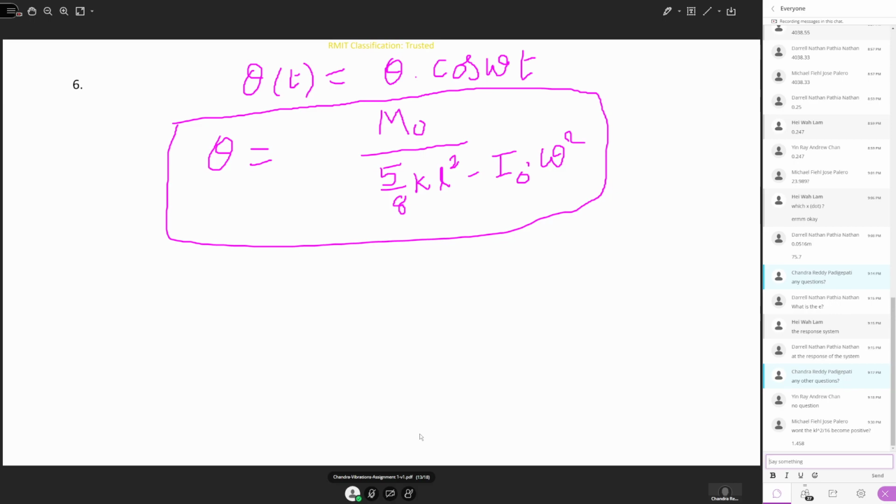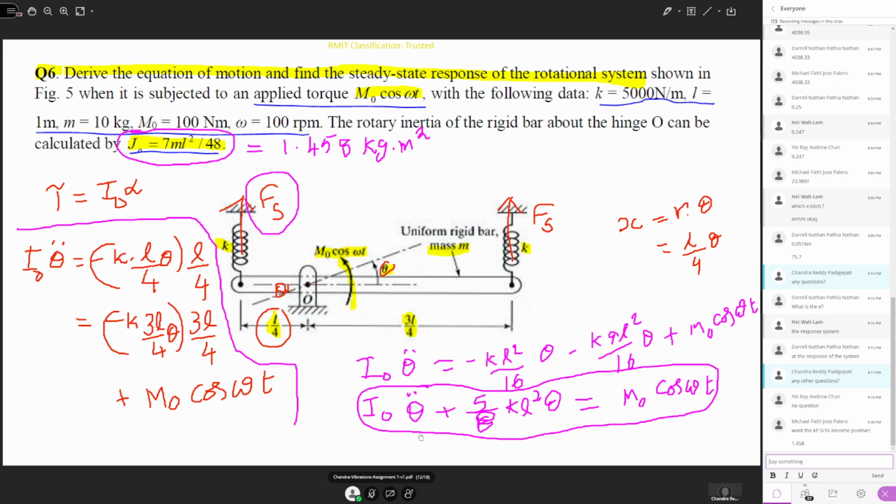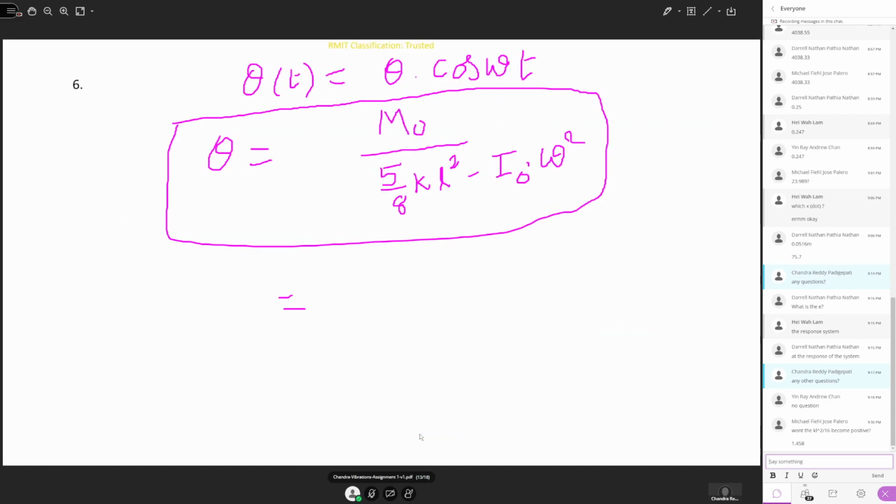So you can calculate this value. M naught is given, the moment acting on the system: M naught cos omega t, where M naught is 100 Newton meters. K is the stiffness constant, L is given as 1 meter. I naught you calculated. Omega is the angular frequency.